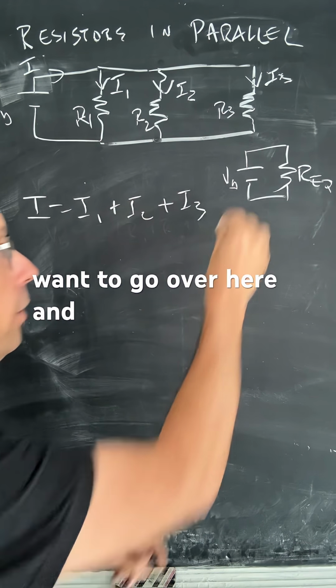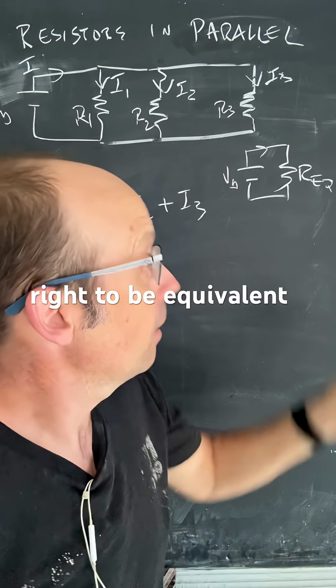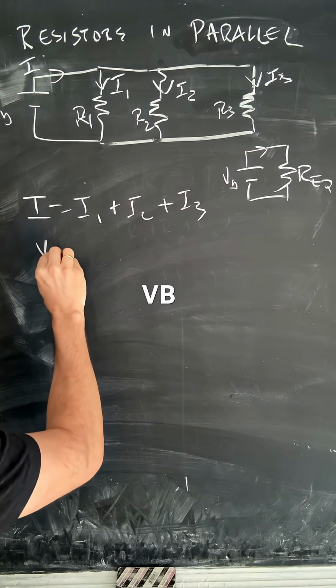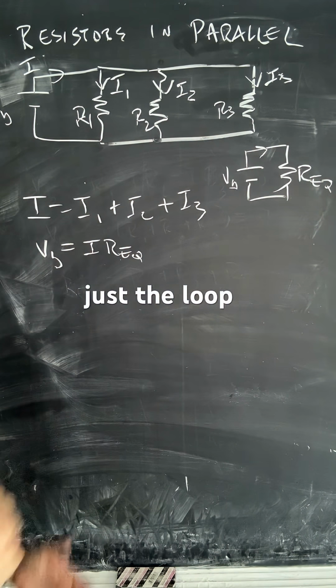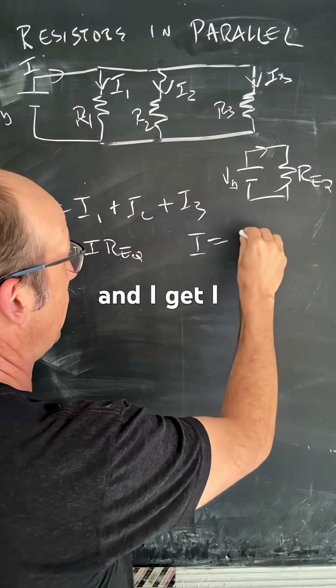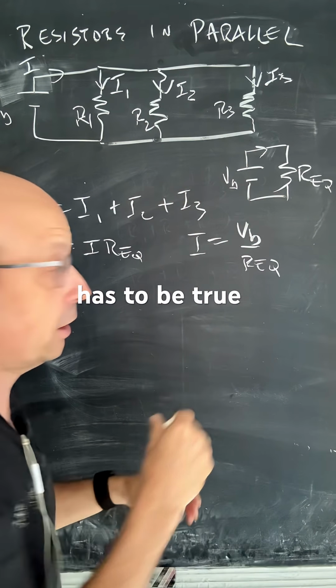Now I want to go over here and I want this equivalent circuit to have the same current, right? To be equivalent. So if I use the loop rule right here, I just get VB equals I R equivalent. That's just the loop rule. Now, I'm going to solve for I, and I get I equals VB over R equivalent. That has to be true.